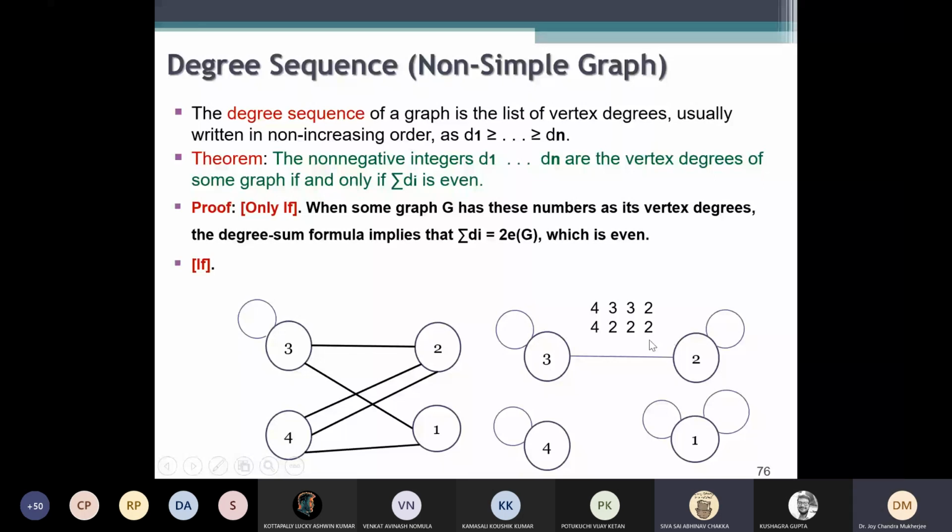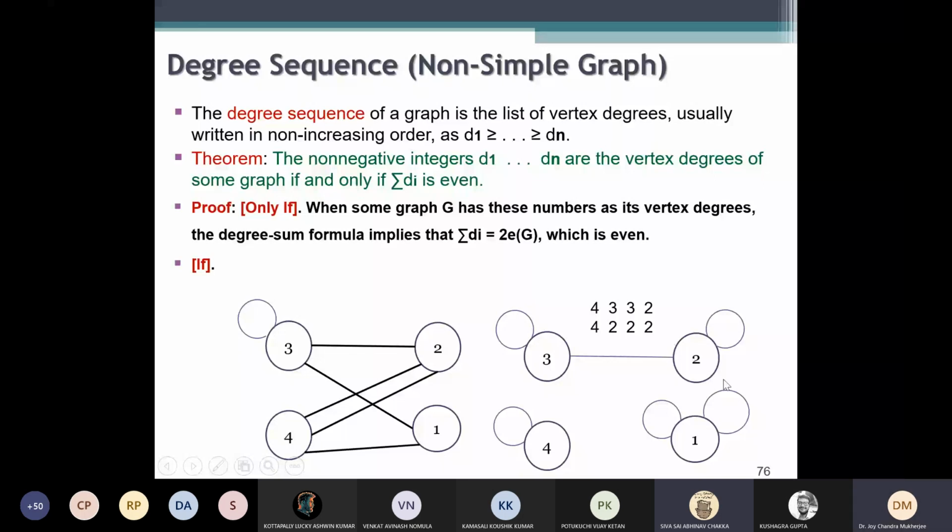Now what we will do: vertex 1 has degree 4, so at vertex 1 I put 2 self loops. Vertex 2 has degree 2, so I put one self loop here. Vertex 3 also has degree 2, so I put one self loop. Vertex 4 also has degree 2, so I put one self loop. Now this is a graph.